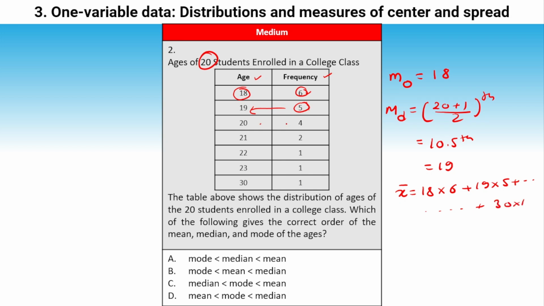Just multiply this with this with this, and add and divide by the total number, that is 20, and you will get the mean as 20. Now let's compare here. The mode is the smallest, 18, then the median is 19, and the mean is 20. So mode is less than median is less than mean.